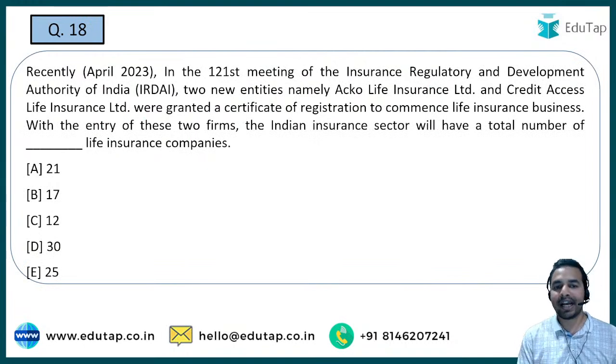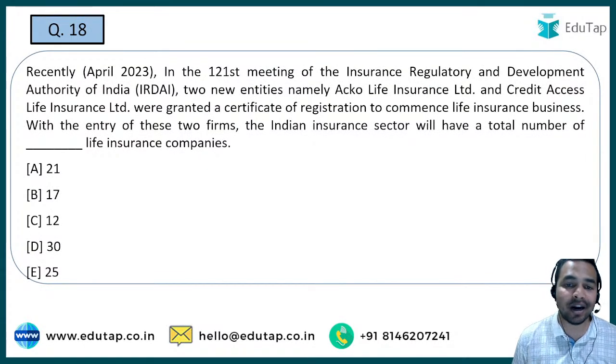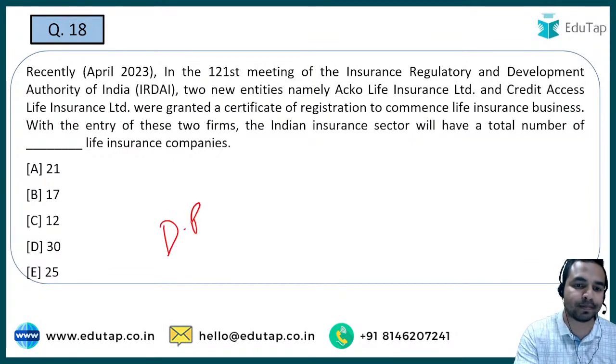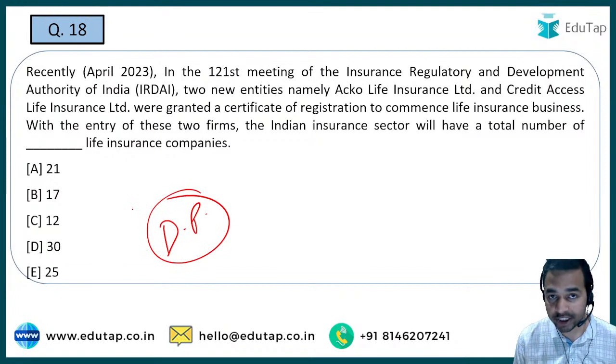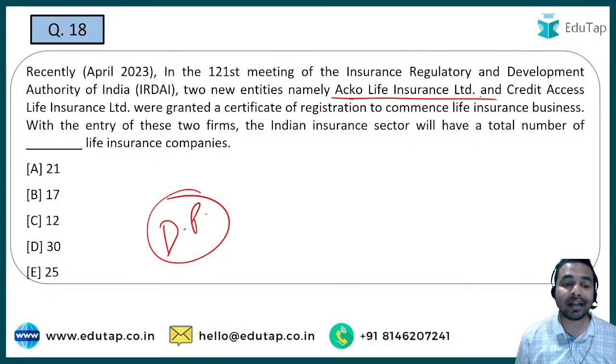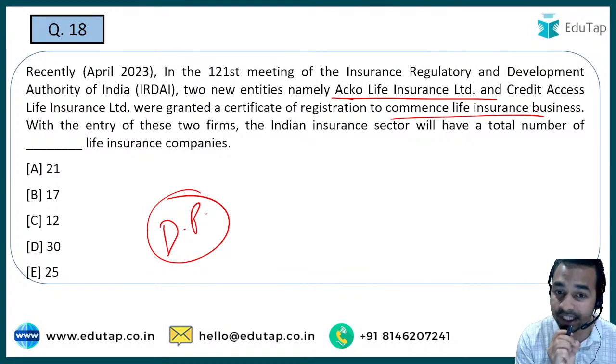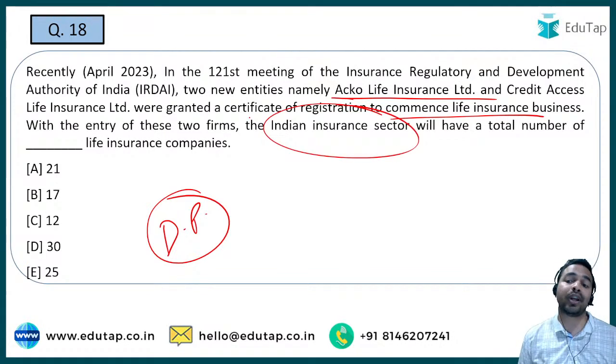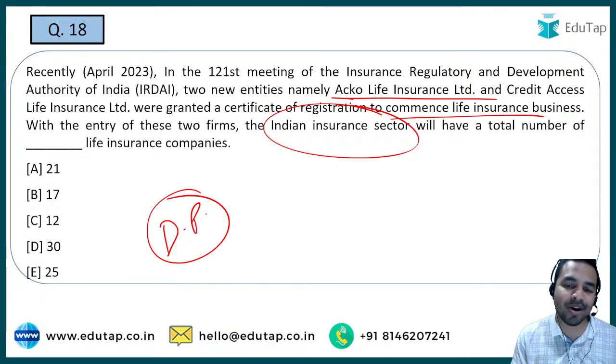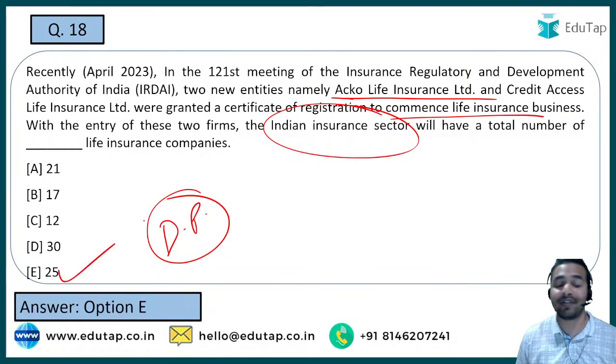Now the next question. See guys, 121st meeting हुई थी recently of the IRDAI, जिसके chairman का नाम है देवाशीष पंडा. ठीक है जी. So as per them, two new entities, that is Acko Life Insurance Company and Credit Access Life Insurance. See guys, the names of these companies are very important and can be asked in the exam. ठीक है. These organizations were granted a certificate of registration to commence life insurance business, and with the entry of these two firms, जो इंडियन इंश्योरेंस सेक्टर है उनके अंदर टोटल नंबर ऑफ कितने लाइफ इंश्योरेंस कंपनीज हो गई हैं? You are just required to identify the total number of these Indian insurance sector companies. And here guys, the right answer to question number 18 is 25. That is option E is the right answer.